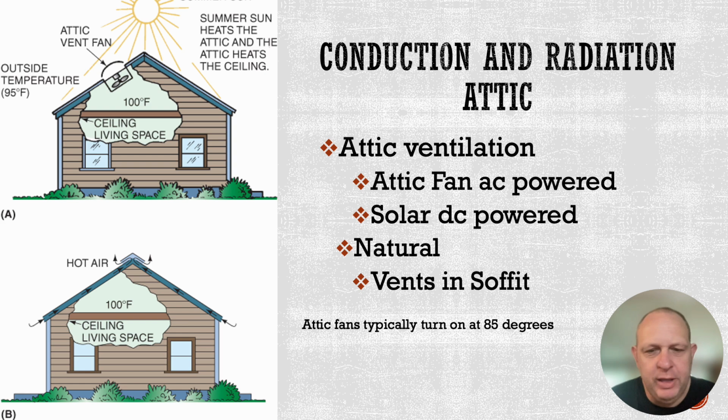So, one of the ways that we can prevent that conduction heat from entering into the structure is to try to keep that attic as cool as we can. Now, there's a couple of different ways that we can do that. Power wise, we can use attic ventilation fans, and that can be AC coupled fans or solar DC fans, are a couple of ways. And then we can also use something called a natural ridge vent, or vents that are providing natural convection of that heat out of the attic space.